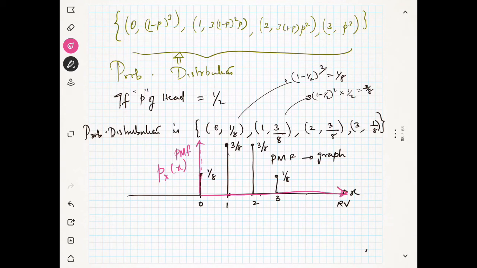Next we have an important topic known as the cumulative distribution function. We will continue with the same example. Let us assume that we have the same example as before.